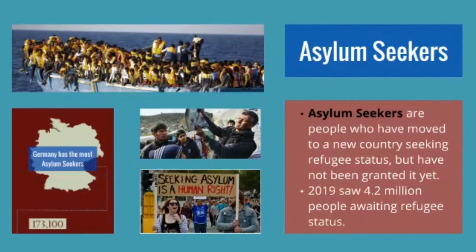In 2019, we saw 4.2 million people escape their country, but awaiting refugee status. So we had 4.2 million asylum seekers that year. We see that often when people go to new countries, they are seeking this sort of asylum. And Germany has had the most asylum seekers in the world. So they had almost 200,000 asylum seekers last year.